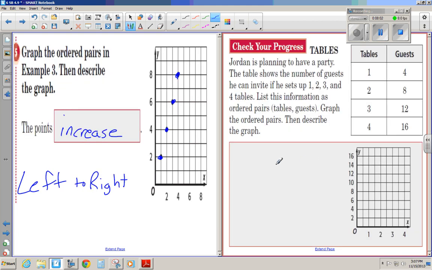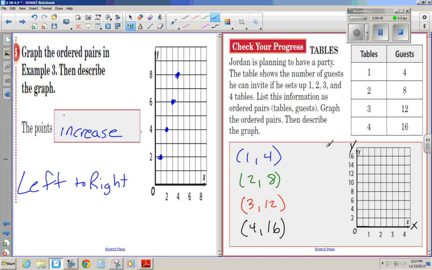All right, so let's go ahead and do this. Check your progress. So our ordered pairs are 1, 4, then 2, 8, then 3, 12, and 4, 16. So you will have to draw these coordinate planes a lot. And you can scale them and draw them however you want, as long as the x-axis is the horizontal, y-axis is the vertical. So let's do our blue point.